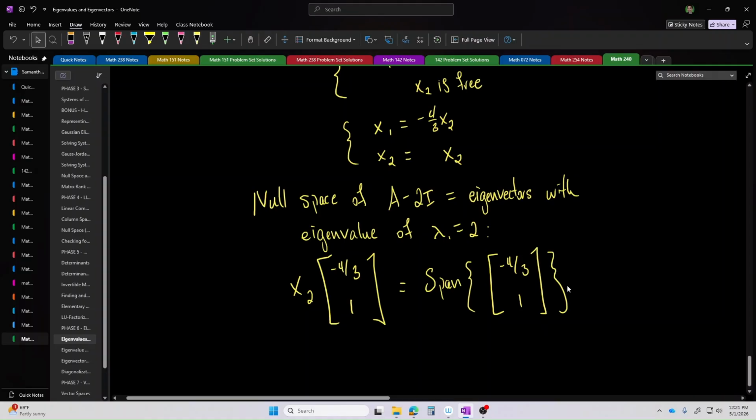So these are all the eigenvectors of the matrix A associated with this particular eigenvalue. The eigenvectors associated with this eigenvalue are all the vectors of the form some number times (negative 4/3, 1).